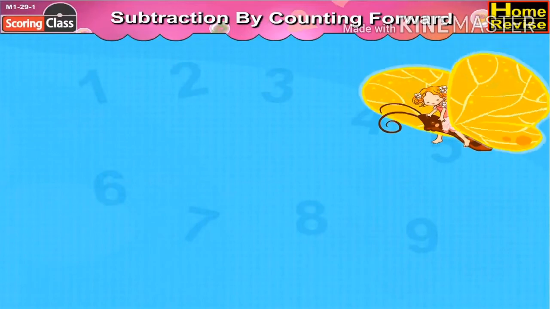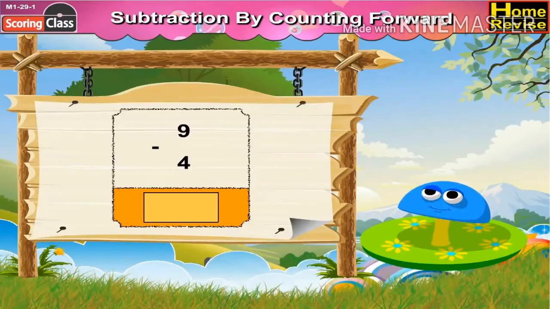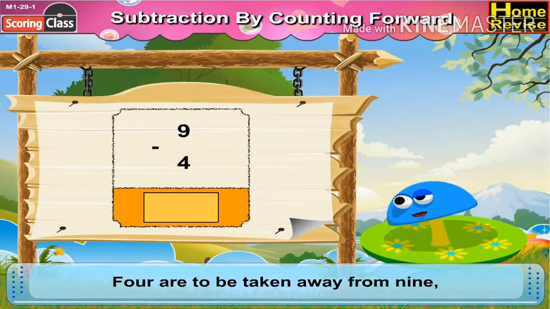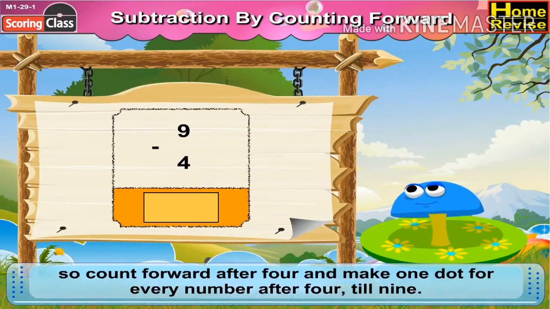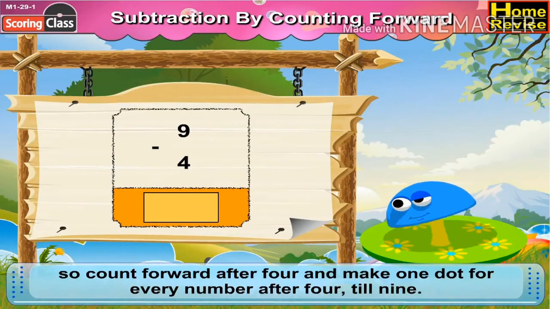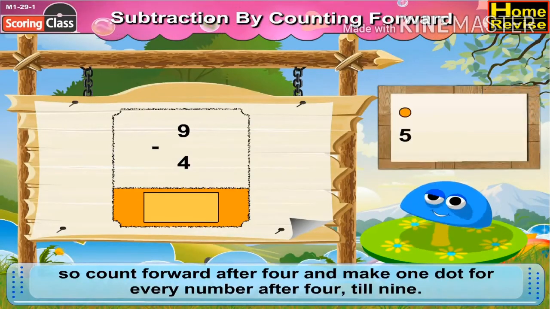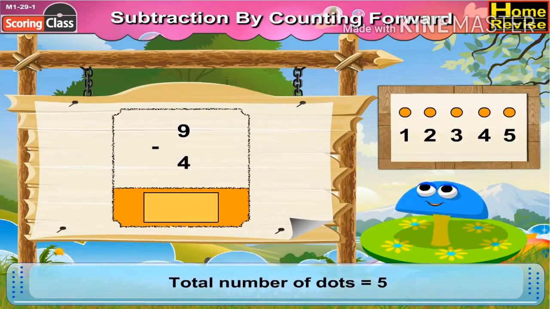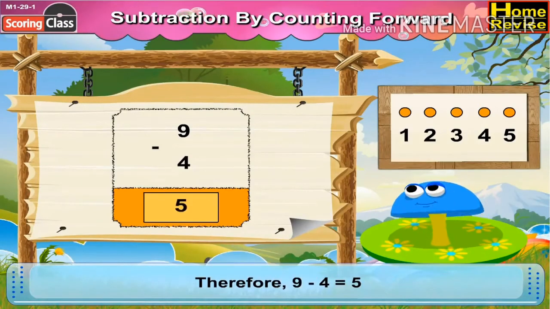Subtraction by counting forward. 9 minus 4 is equal to dash. Now children, 4 are to be taken away from 9. So count forward after 4 and make one dot for every number after 4 till 9. Now can you count the number of dots? That would be 5, 6, 7, 8, 9. Let us count the dots. 1, 2, 3, 4, 5. So total number of dots are 5. Therefore, 9 minus 4 is equal to 5.